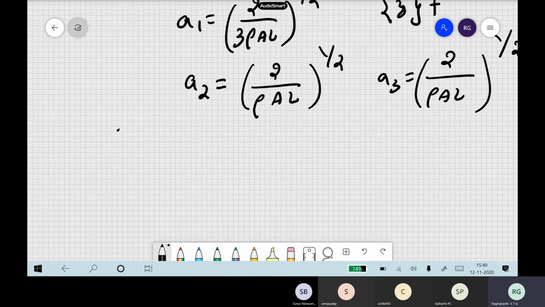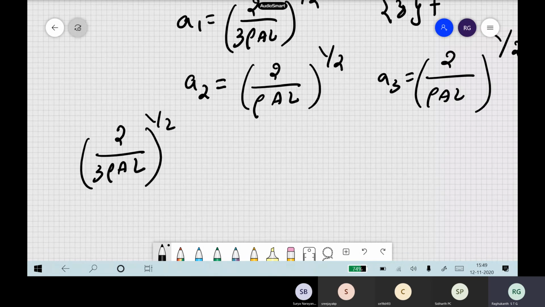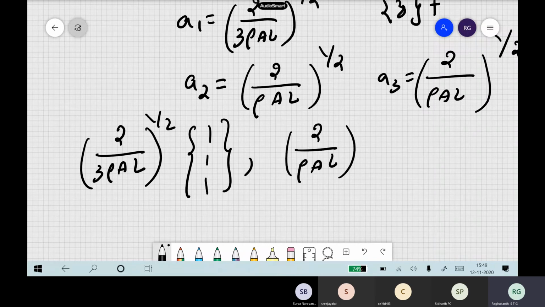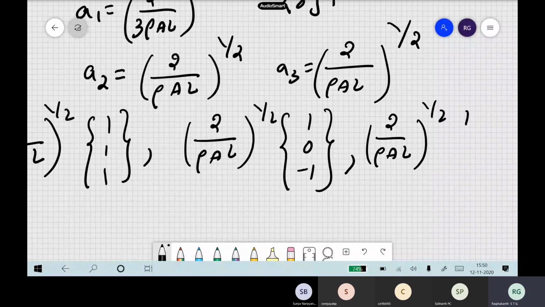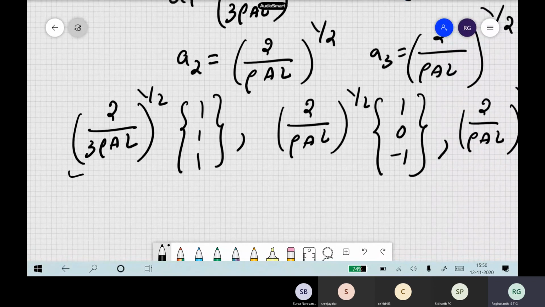So the eigenvectors now become 2 by 3 rho AL whole to the power of half, 1, 1, 1. So this is the first eigenvector. The second eigenvector, the amplitude is this expression, and 1, 0, minus 1. So this is the second eigenvector. And the third eigenvector, 2 by rho AL, the half, and then we have 1, minus 1, 1. So 3 eigenvectors will be there. So the amplitudes are found such that when you multiply this with respect to the mass matrix, it should be 1 itself. So that is the criterion in our finite elements.